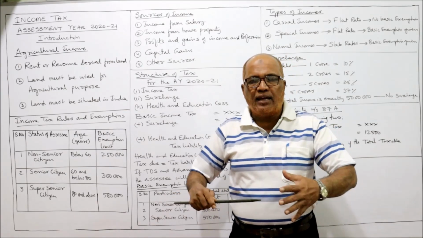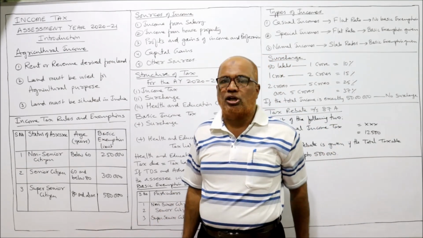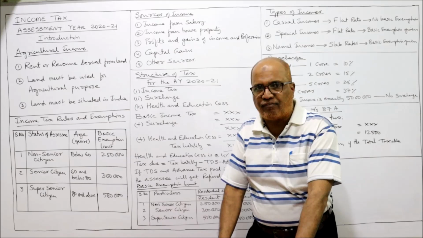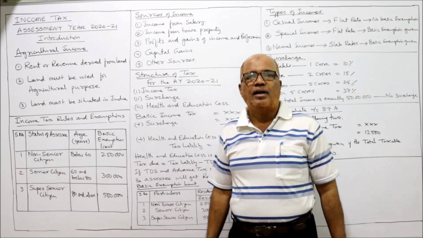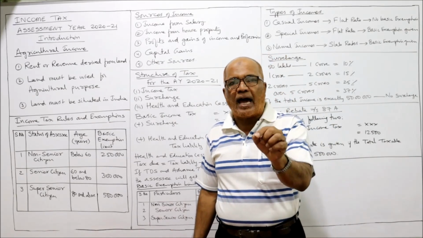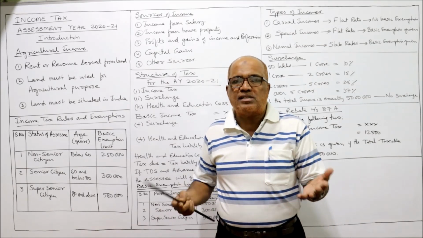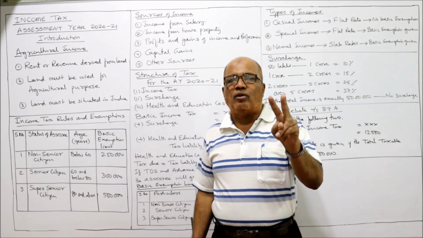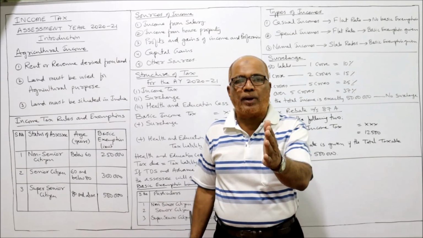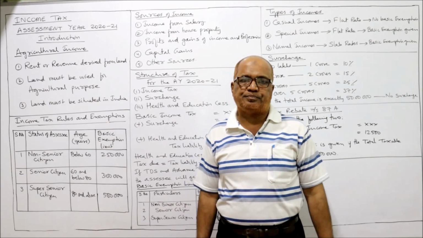Any income derived from land is not agricultural income. The land must be used for agricultural purpose. To see what this agricultural purpose is, two types of operations are there: basic operations and subsequent operations.